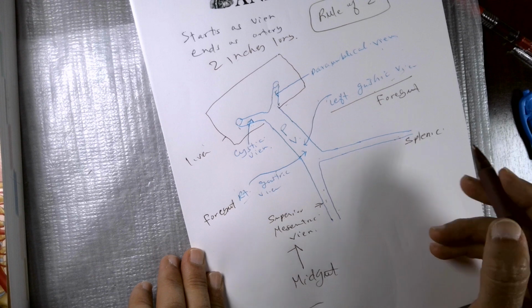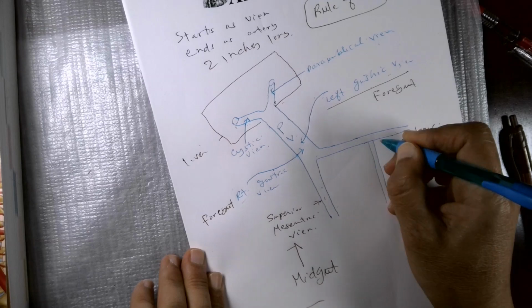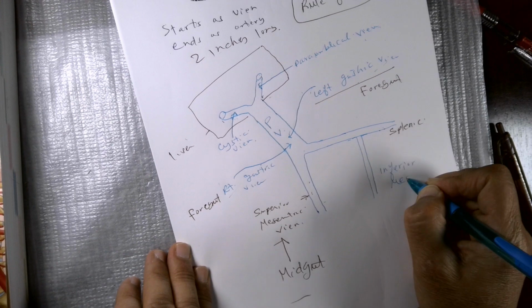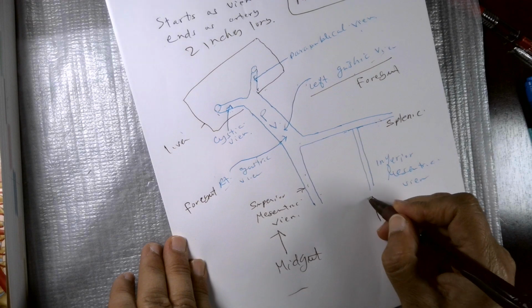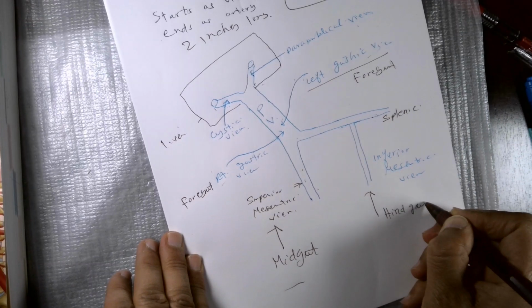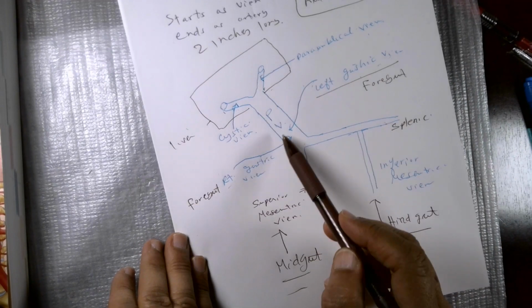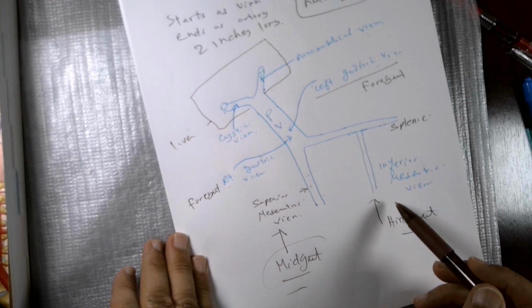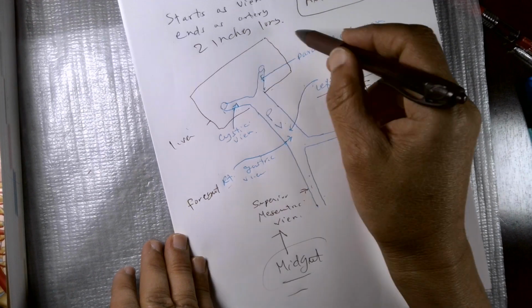Then the splenic receives the inferior mesenteric vein. So this is the inferior mesenteric vein, which represents the hindgut. So at the end of the day, the foregut will be drained through gastric veins and splenic vein, the midgut through the superior mesenteric vein, and the hindgut through the inferior mesenteric, which ends into the splenic vein. So this is the anatomy of the portal vein.